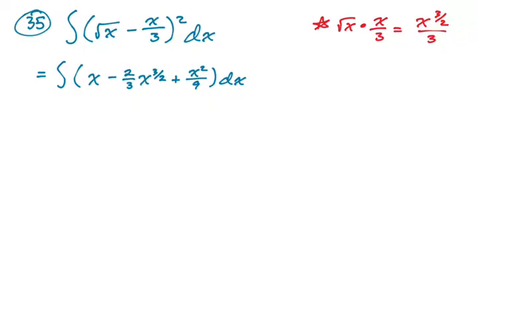Now we're just straight up reversing the power rule, all the way through. Plus 1 times the reciprocal. So x will give us 1/2 x squared. So minus 2/3. If you add 1 to 3/2, you get 5/2. So it'll be minus 2/3 times 2/5, and then x to the 5/2.